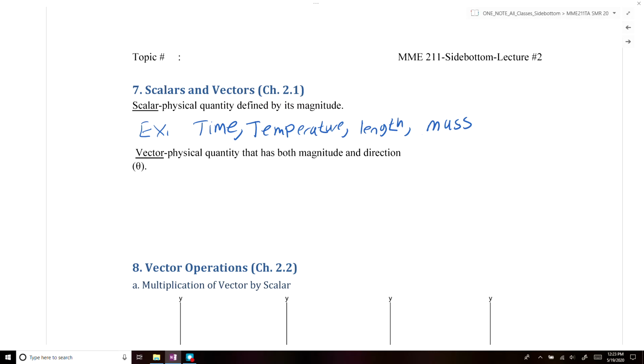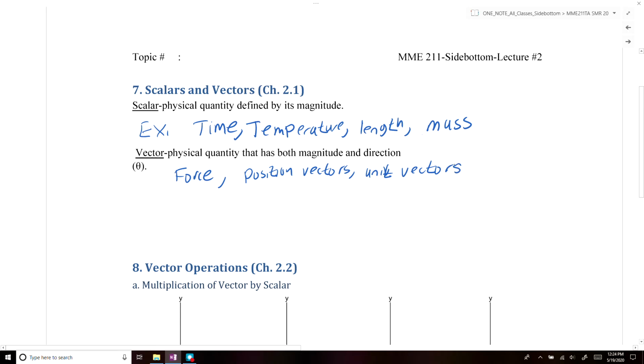So in this class, we're going to be focusing on force vectors. We will also talk in a few lectures about position vectors, and unit vectors are the main vectors we're going to discuss in this course.